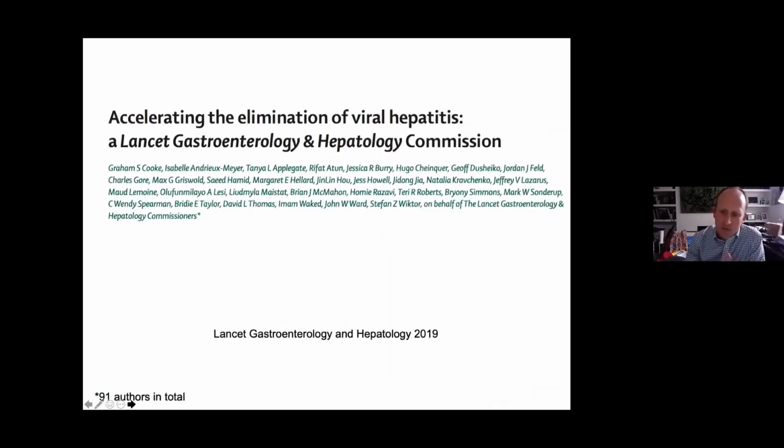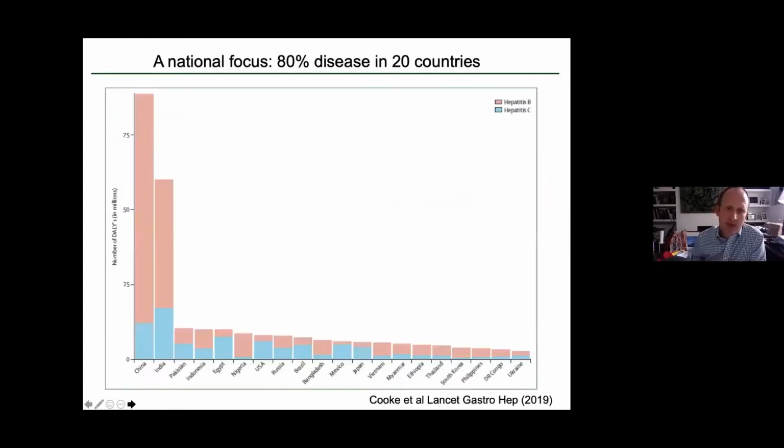And we know that the WHO has got ambitious goals for the elimination of viral hepatitis as a public health threat. And last year, we brought together a big group, including many members of APASL, to think through in more detail about what was going to be required to achieve these elimination goals. And one of the key things that came out of this was a focus on national level policies.